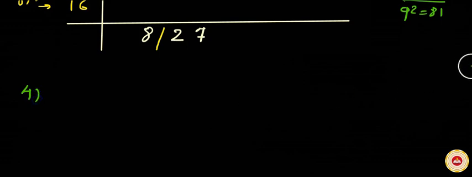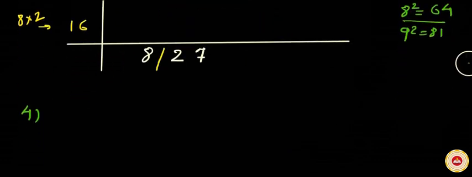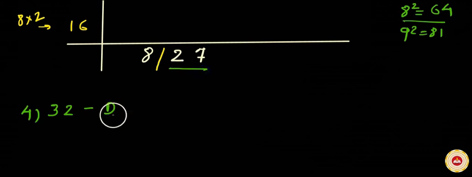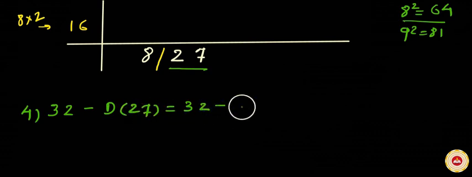Step number 4. Step number 4 is, what is gross dividend? 32. How do we calculate net dividend from gross dividend 32? Subtract duplex of these two quotient digits, which is equal to 2 times the product of these two digits, 2 multiplied by 7. So 32 minus 2 times 2 times 7: 2 2s are 4, 4 7s are 28. So 32 minus 28 is 4. Correct? So this 4 is our net dividend.